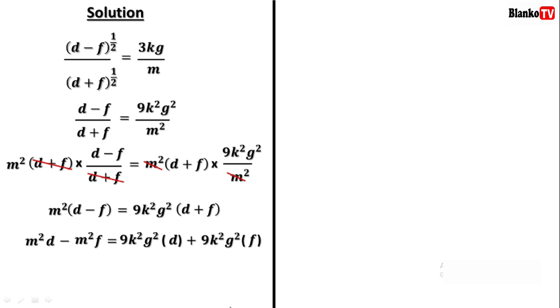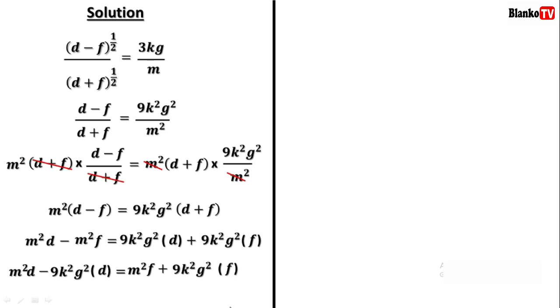So now we group the like terms by moving the d term to the left hand side. So we have m squared d minus 9k squared g squared d equals m squared f plus 9k squared g squared f.